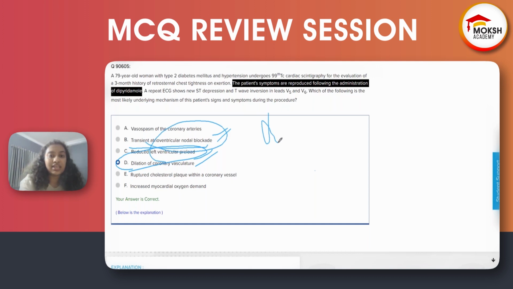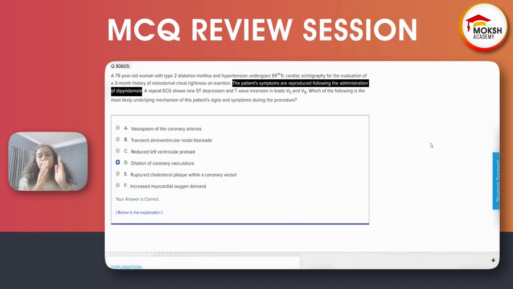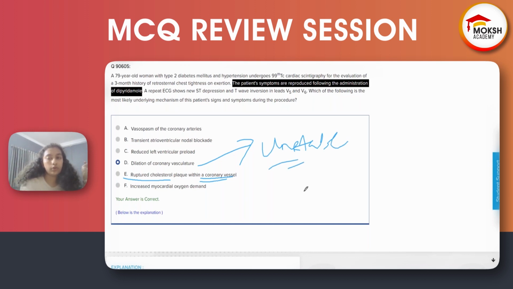If someone has AV block, they will have bradycardia because the atria are not able to send the message to the ventricle. Now, reduced left ventricular preload. Where do you see reduced left ventricular preload? When there is decreased preload because of vasodilation in the veins. This is possible with nitroglycerin. Okay. Now, ruptured cholesterol plaque within the coronary vessels. This is unstable angina, right? There is a thromboembolic event going on.